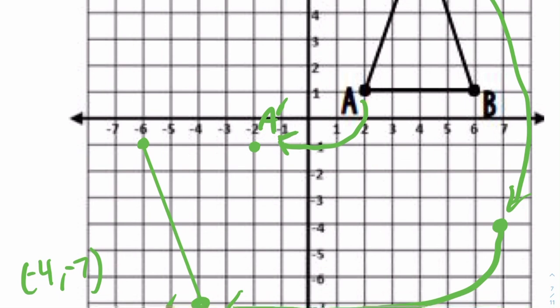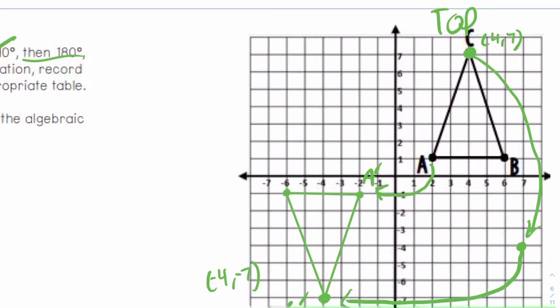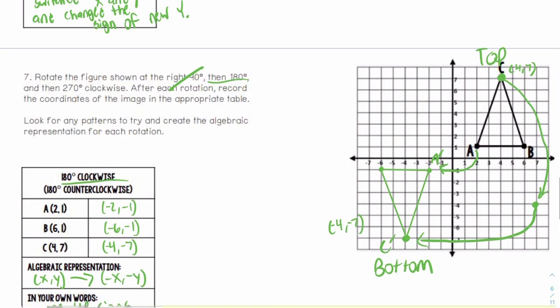Let's connect the dots with the lines. And I'll be darned, that triangle turned 180 degrees. It was pointing up, now it's pointing down. That's done.